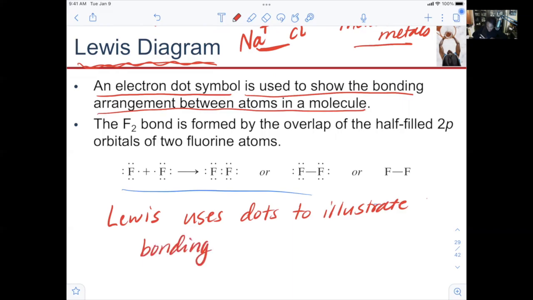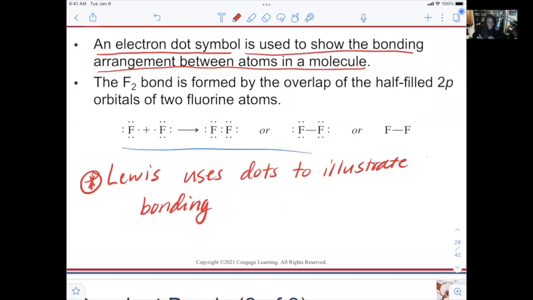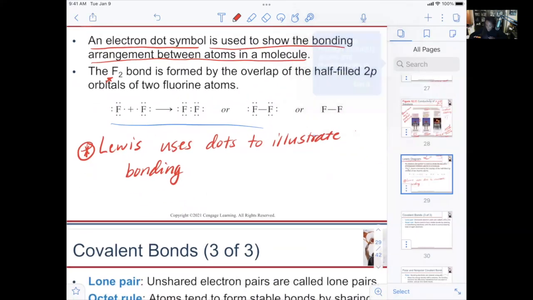So his claim to fame is that he did a very good job at introducing us to how elements bond and why they bond the way they bond. Our first example that we're seeing here is, in nature, you will see fluorine, the element, existing as diatomic molecules. So why is that the case?